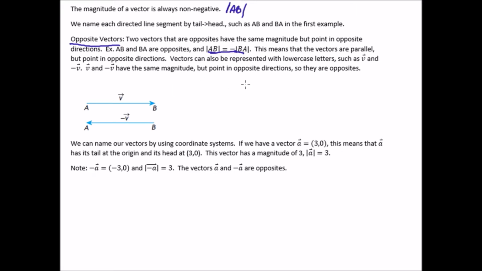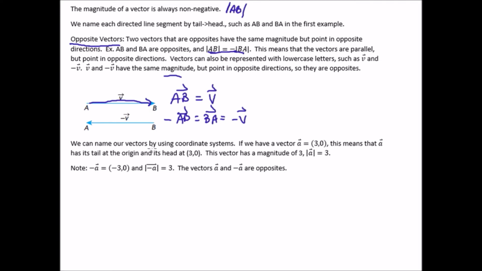Vectors can be represented with lowercase letters. So instead of vector AB, which goes from A to B, we can also call it vector v. And then instead of negative AB or BA, we can also call it negative v. They have the same magnitude, but they point in opposite directions, so they are opposites.